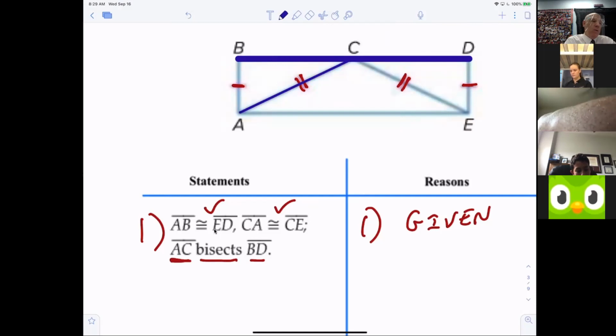AC bisects, what is it bisecting? What is it cutting in half? So what's true? Look up there again. Sorry, I'm going to stand up. This right here, AC bisects BD. So what is true about BD? Cut what? You already told me. Cut in half. So if it is cut in half, what is true?